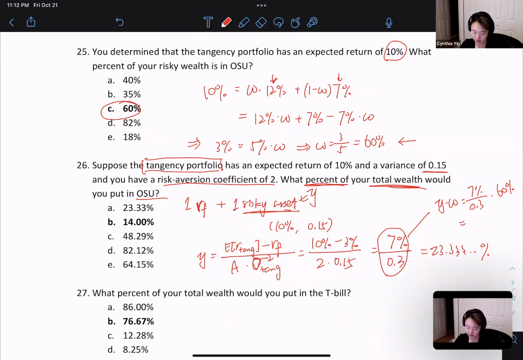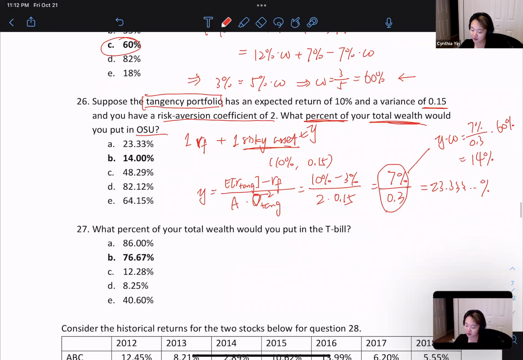So 7% times 60% divided by 0.3. And it's 14%. Okay. If you stop here and you choose A, you'll be wrong. Because this Y again is the total wealth you invest in both OICU and BUC. But how much is in OICU? You have to times the W. Answer is B.